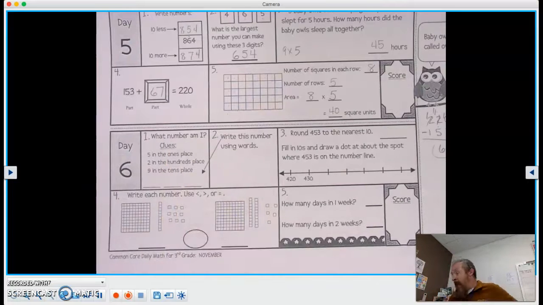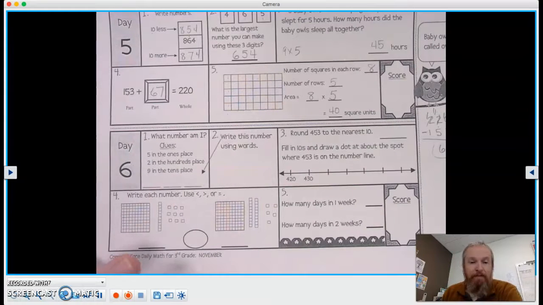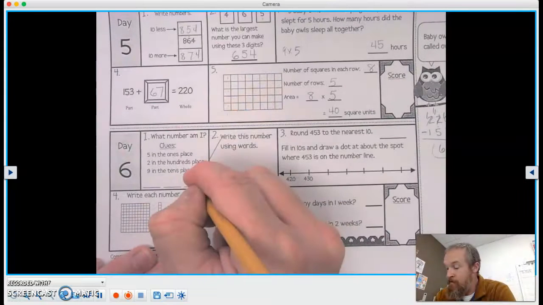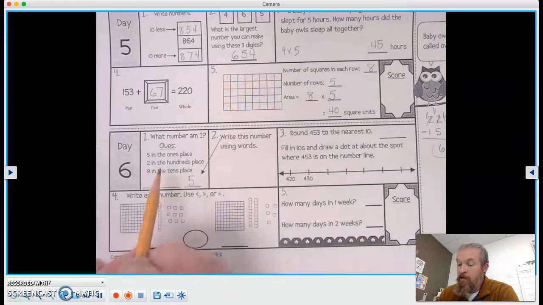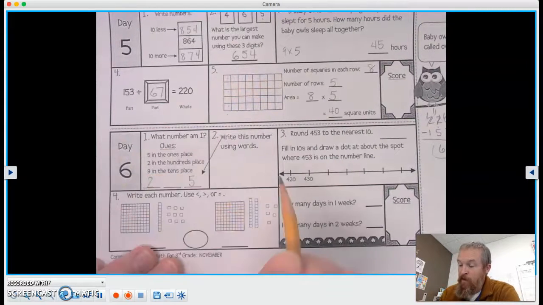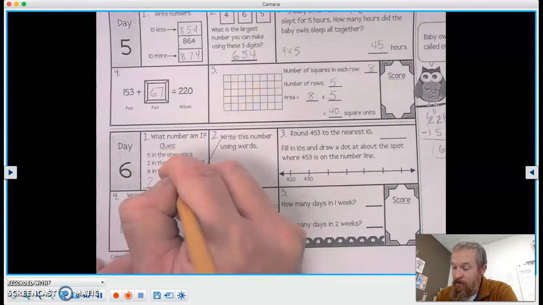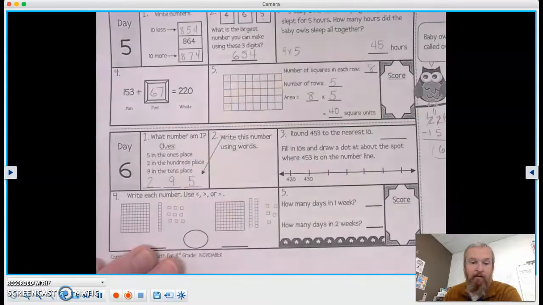What number am I? Here's some clues. There's a 5 in the ones place, 2 in the hundreds place, and a 9 in the tens place. So I see 3 places here. Let's fill those up. 5 in the ones place, so our ones column is over here. A 2 in the hundreds place, so that's over here. And a 9 in the tens place, that's right here. So 295 is our number.